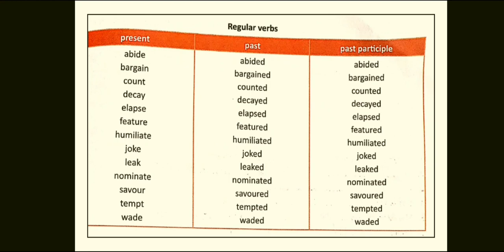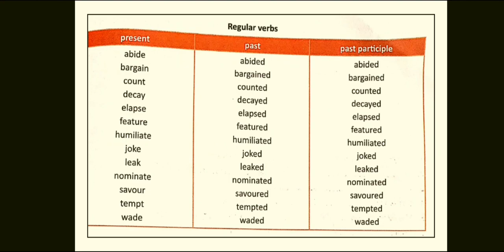Here is the list of regular verbs. The base form is always used for present tense. So here abide for present tense, for past tense it is abided, and for past participle it is also abided. Bargain for present tense, for past tense we write bargained, and for past participle we also write bargained. For present tense we write count, for past tense we write counted, and for past participle we also write counted.